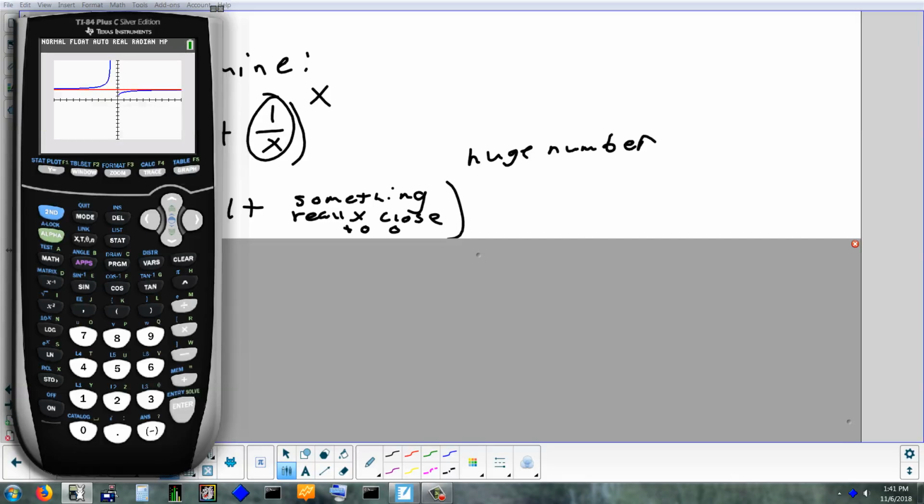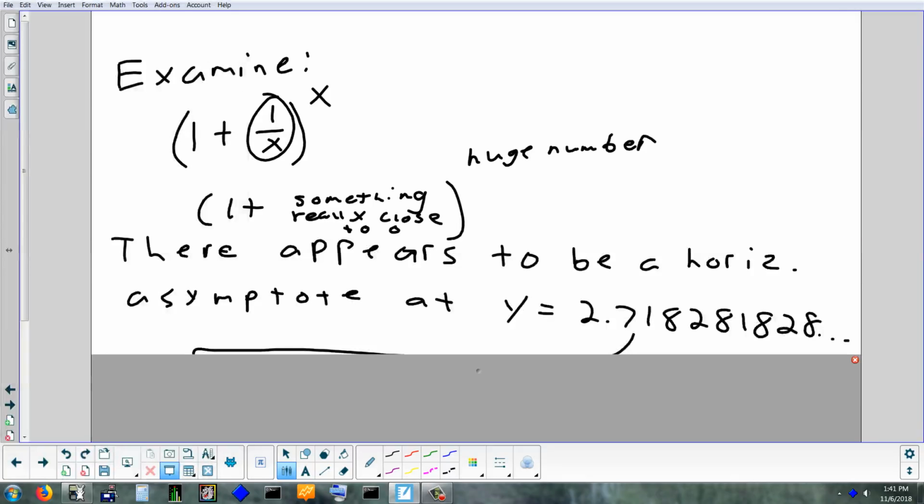There's a horizontal asymptote in this graph. And it's at a number called E. E is the number 2.718281828. The pattern doesn't continue 1828 after that. It changes. I don't remember what it is, but it changes.